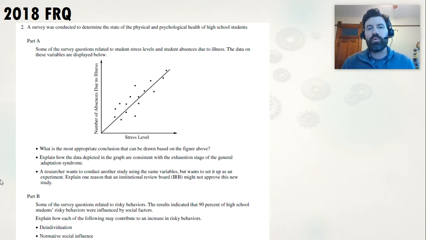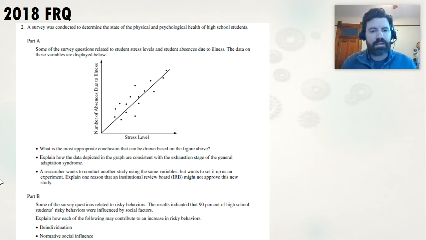You want to make sure that you avoid definitive terms, though. You cannot write something like increase in stress will cause an increase in illness, because if they see these definitive terms, like it guarantees that one will go up or one will go down, that's cause and effect, and you would not get the point. So you just want to draw attention to the fact that it's predictable. It's a trend. As we see one go up, it appears as if the other one is likely to go up. You could also write that this is a positive correlation between the two factors.